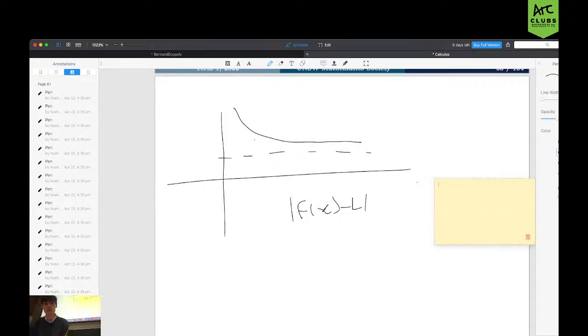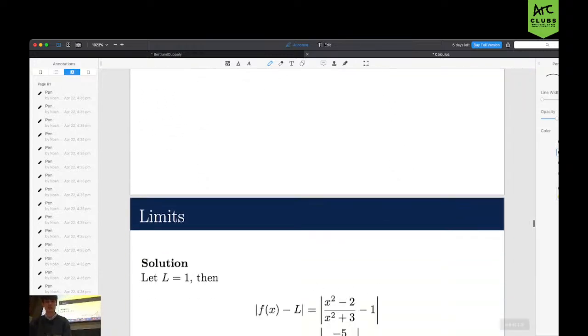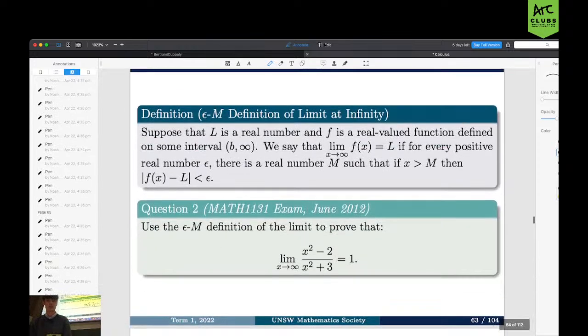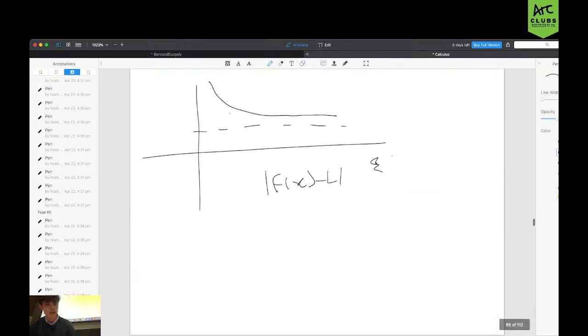For the limit to exist at infinity, it needs to be true that there always exists a value of m such that for all x greater than that m value, you're within that error bound of the limit, right? So let's go ahead and put that to the test by starting this question. This is a pretty common question in Math 1131 exams, so it's good to know how to do these ones.